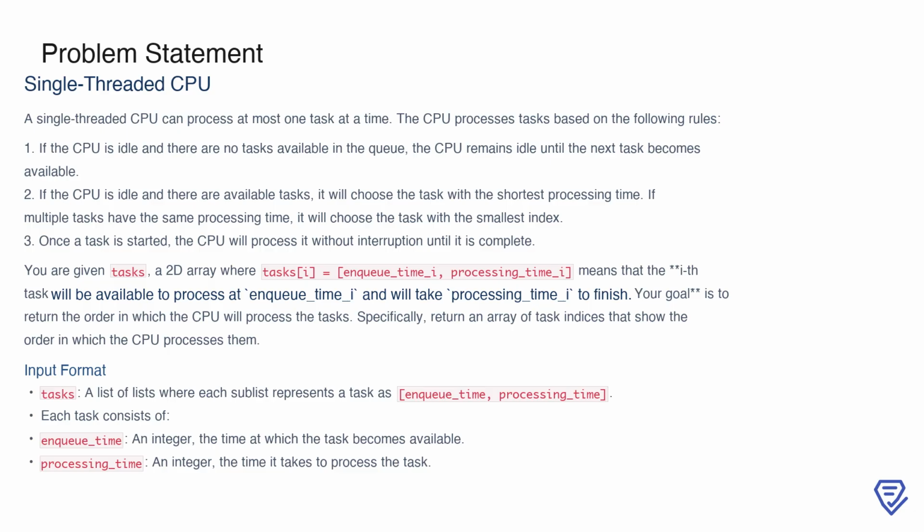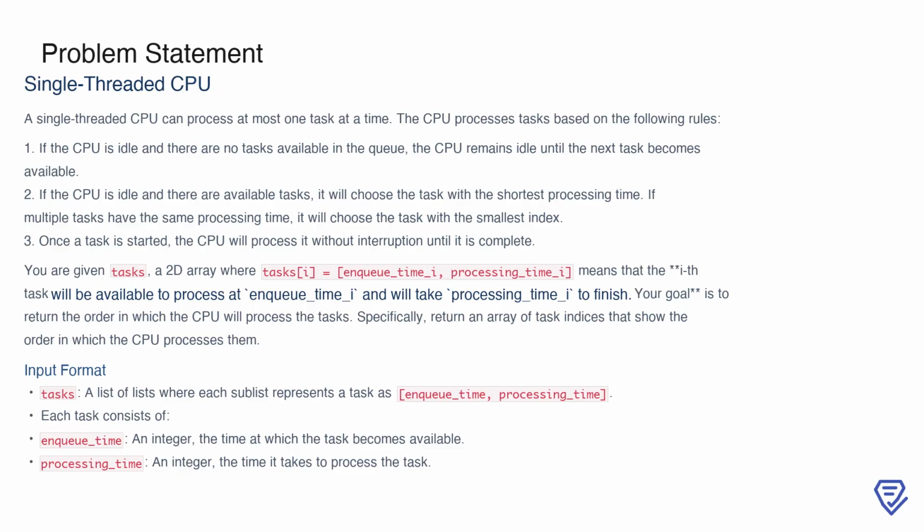The problem involves a single-threaded CPU that can handle only one task at a time. The CPU operates under specific rules for task selection. First, if the CPU is idle and there are no tasks available, it will simply wait until a task becomes available. Second, if the CPU is idle and tasks are available, it will select the task with the shortest processing time. If there is more than one task with the same processing time, the CPU will choose the one with the smallest index. Finally, once the CPU starts a task, it will complete it without interruption, regardless of whether new tasks become available during processing.